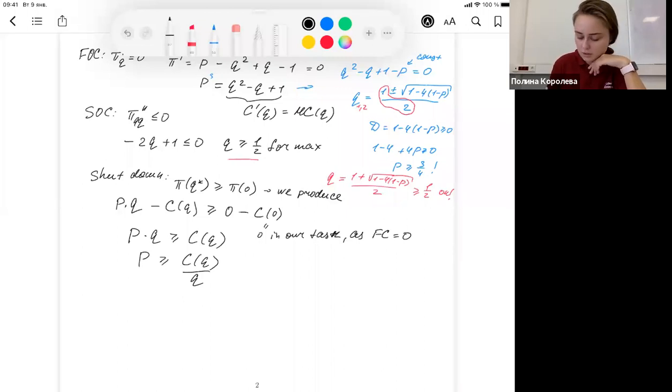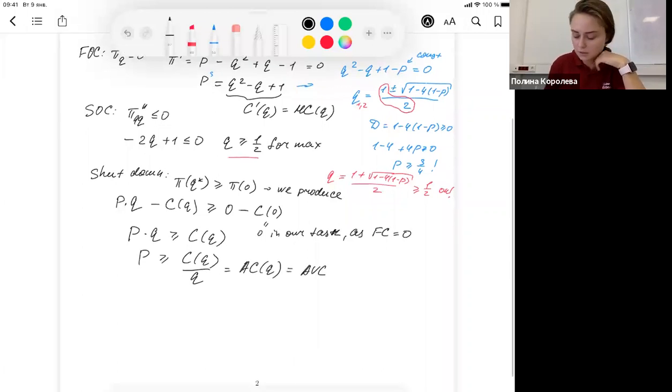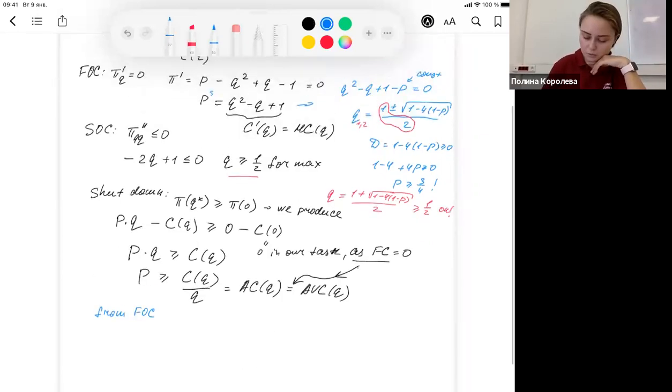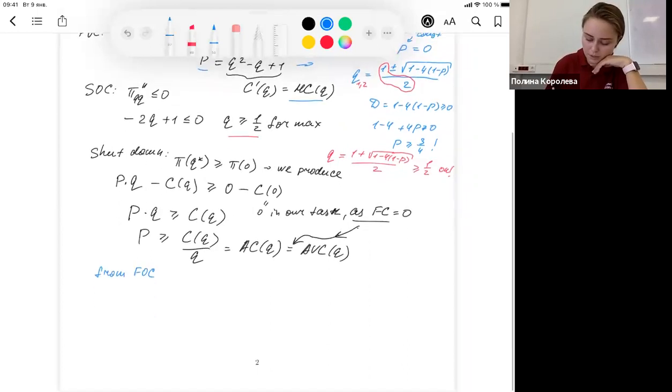And you know what that means. This is average costs, or in our task, average variable costs, because we do not have fixed costs. So we should find the price that is greater or equal than average variable costs. But we also know from the first order condition that the price equals what? Marginal costs. So price equals marginal costs for a perfectly competitive firm.